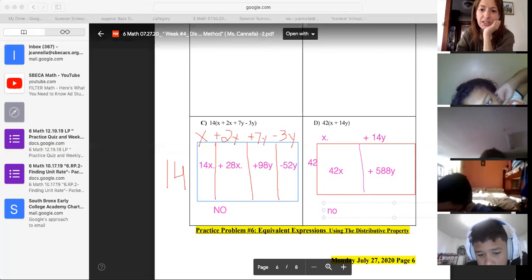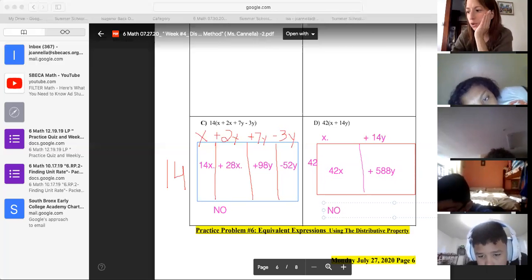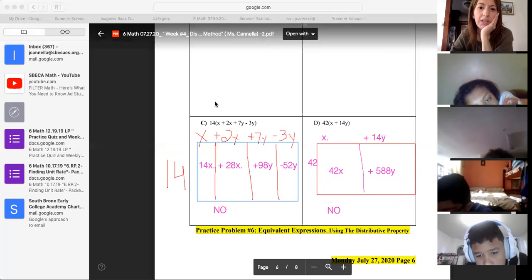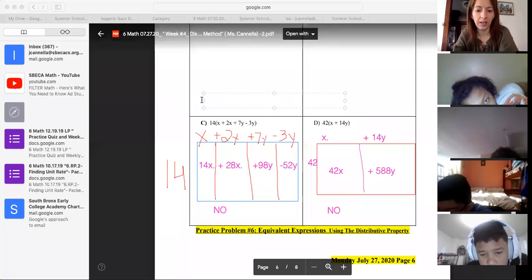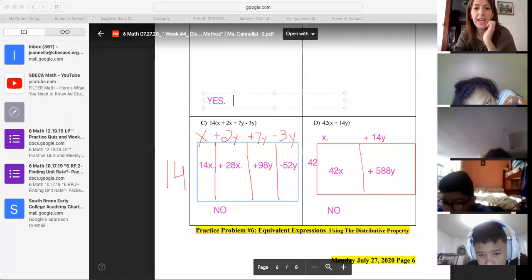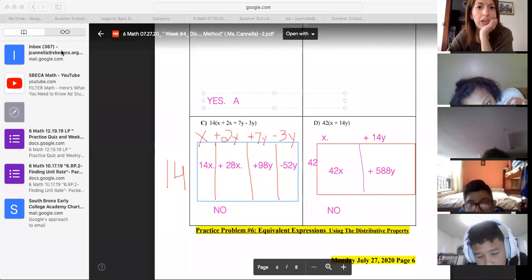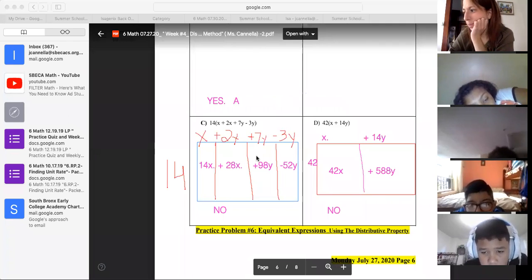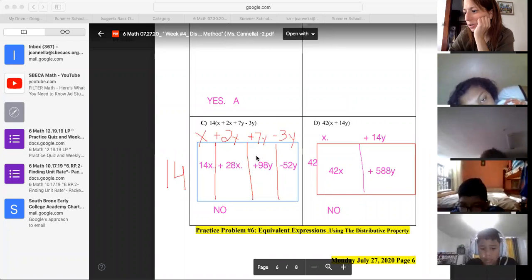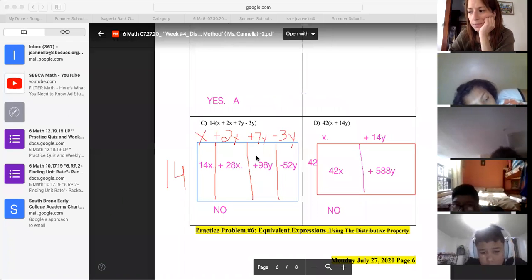So obviously, the answer is A. You circled choice A. We already did it. The answer was A. So on page 6, you circle letter A.